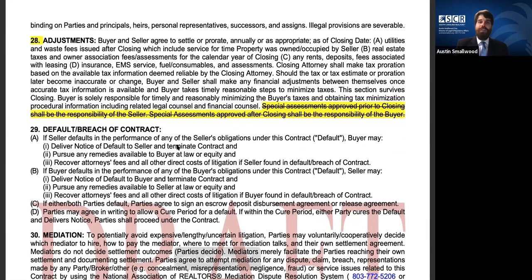Adjustments, the only change here was that we took that special assessments language and we moved it up to paragraph 6. So we did not remove that special assessments language. We simply moved it from paragraph 28 to paragraph 6.